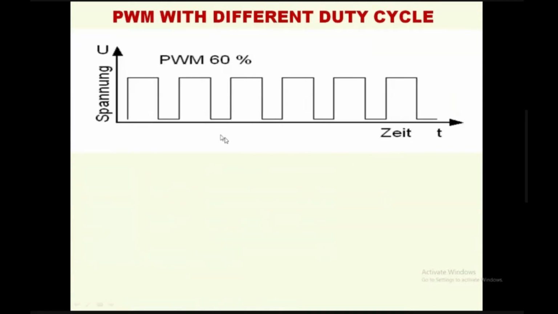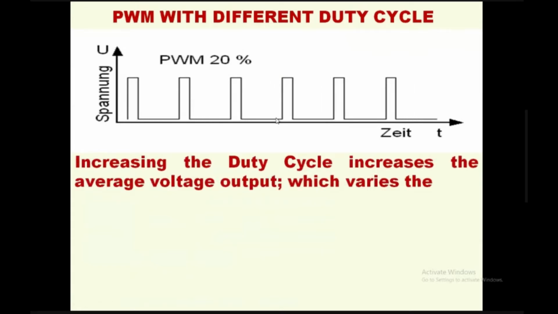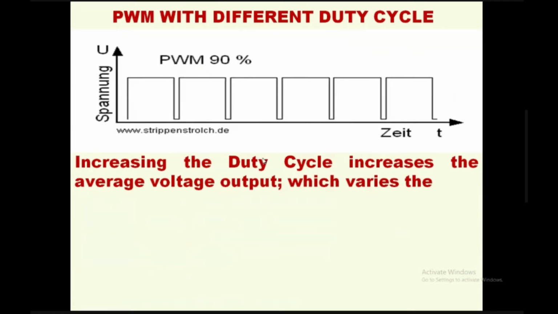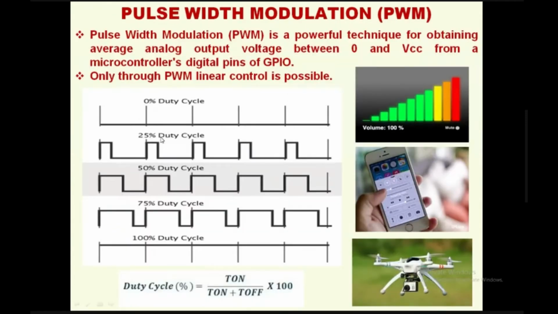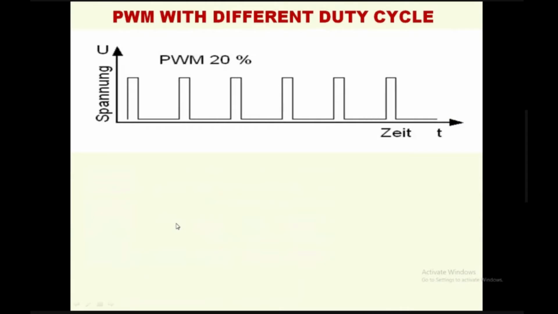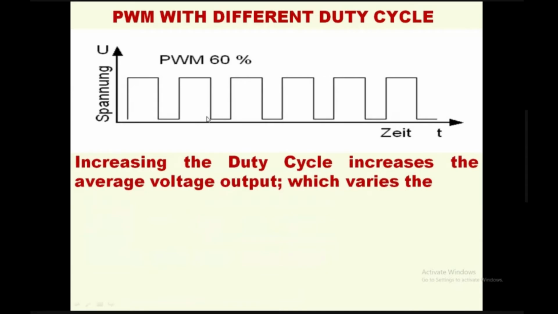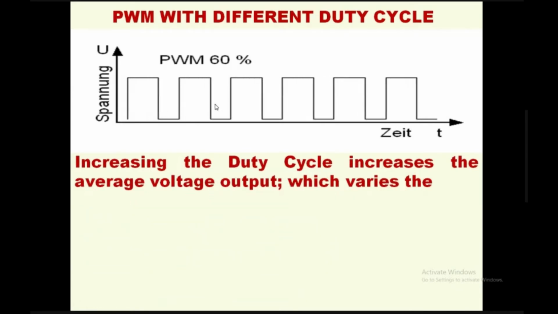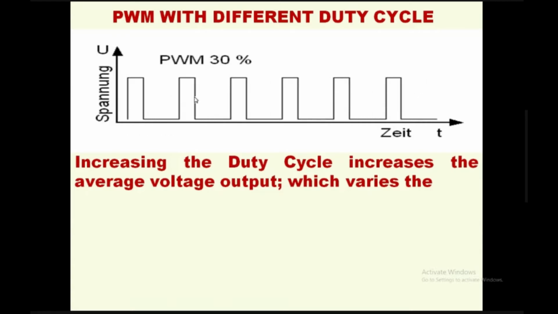If you observe carefully, this is a very interesting slide where you can see that increasing the duty cycle increases the average voltage output. This waveform is fixed, and you can see 25, 50, 75 and 100% duty cycle in an animation very clearly. If you observe carefully, the period is fixed. Only the on time is varying. Increasing the on time increases the duty cycle, and decreasing the on time decreases the duty cycle. That is the idea you need to understand from this slide.